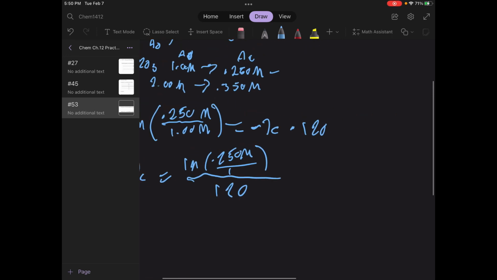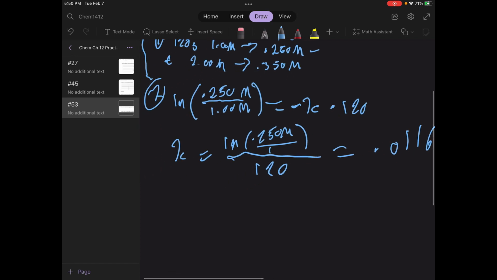Putting this in our calculator, it should spit out the number 0.0116 inverse seconds. So that's our value k. After finding k, we can find the time for the second part of our decomposition.